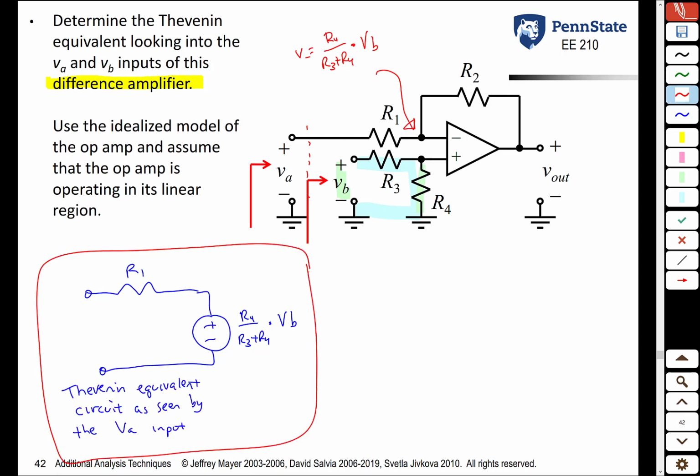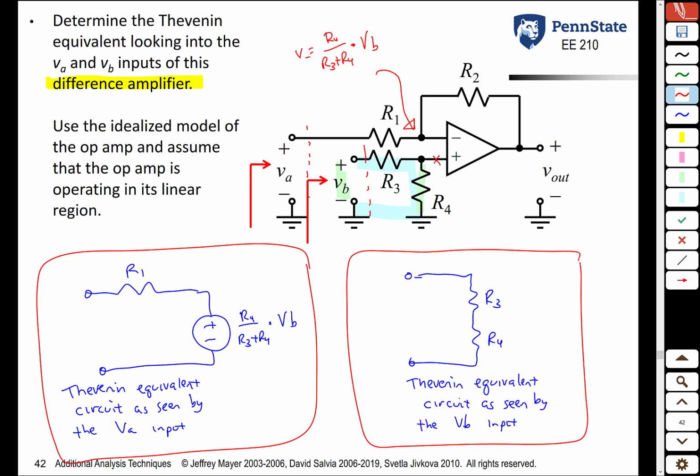How about VB? What does it see? Once again, because there's no current flowing into the non-inverting terminal of the op-amp, all that VB sees is these two resistors, R3 and R4. So that's an even simpler model. The Thevenin equivalent circuit as seen from the VB input is just the sum of R3 and R4. So that's basically all we need to know about the Thevenin equivalent of op-amp circuits.